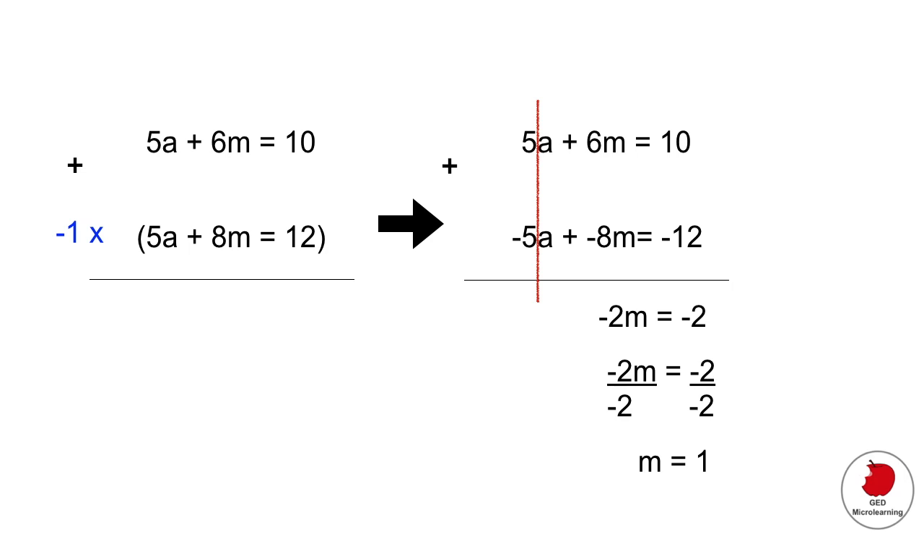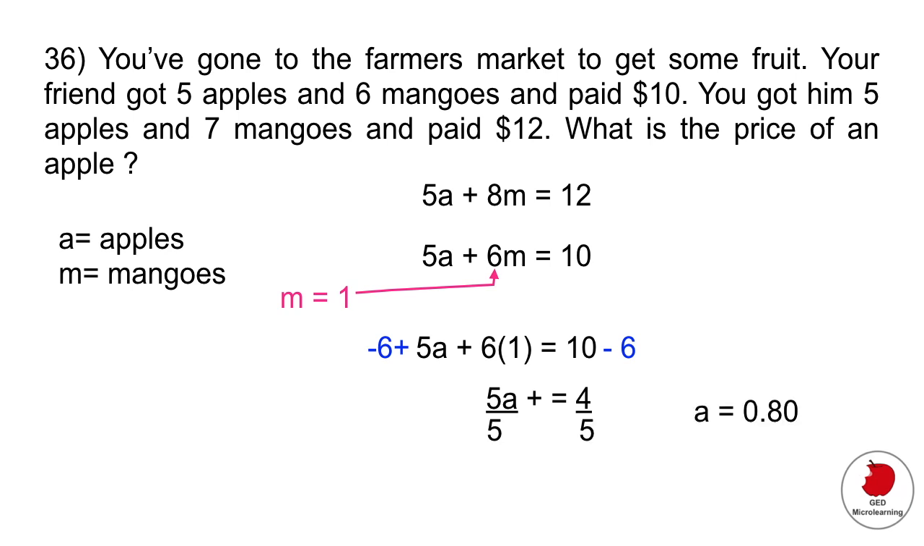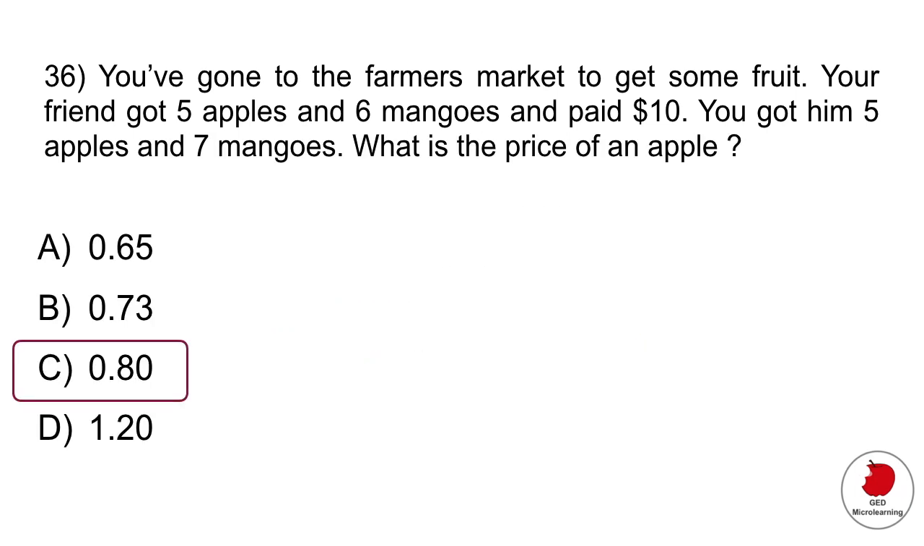And now, in order to find the price of an apple, now that we have the value of m, we're going to take that value and plug it into one of the equations. If we use that equation, plug that number in, we end up with this. And what we want to do now is isolate that a on the left side. So we would subtract 6 on the left side. Remember, what we do on the left, you do to the right. So we end up with 5a is equal to 4. And then in order to isolate that a, we're going to divide both sides by 5. That gives you that a is equal to 0.80. So an apple costs 80 cents. Option C.